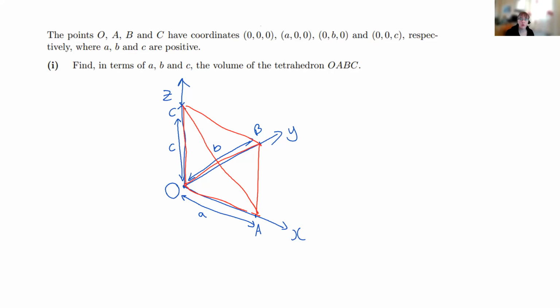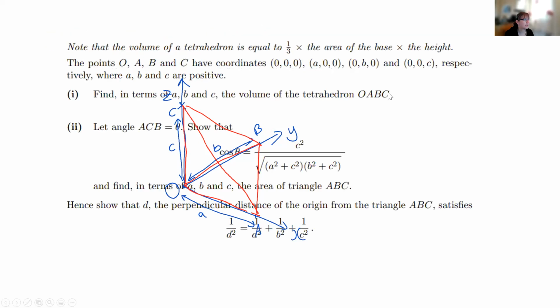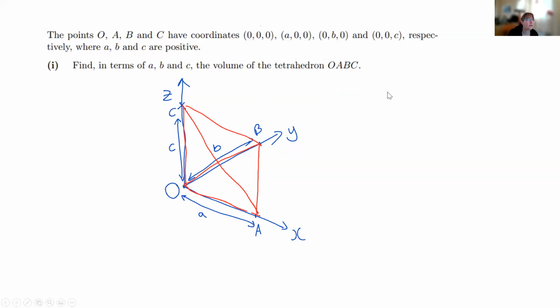Okay, the first part of the question is asking us to find this volume. If we think back to the stem of the question, it tells us what the volume of a tetrahedron is, so we can use that. So the volume of the tetrahedron is 1/3 times the area of the base times the height.